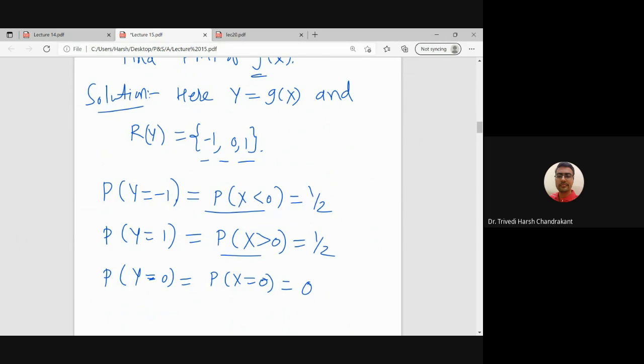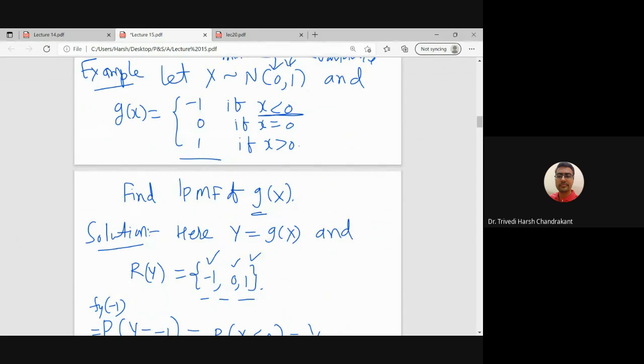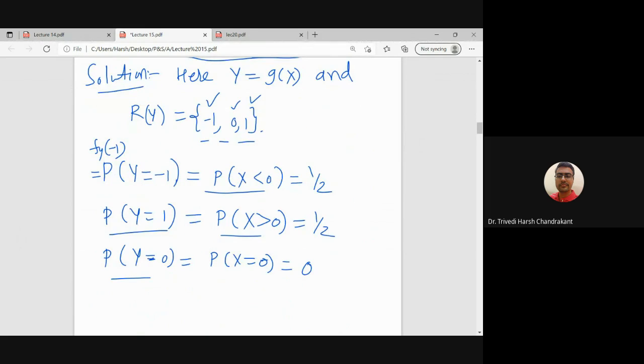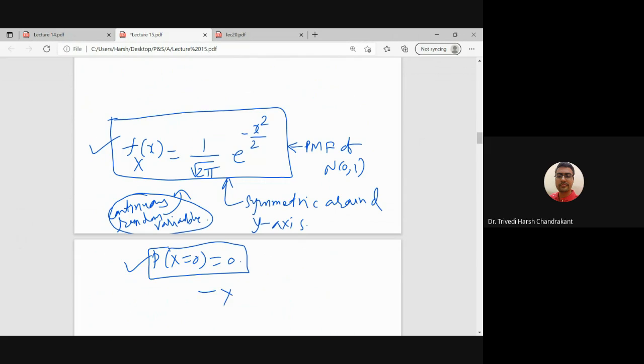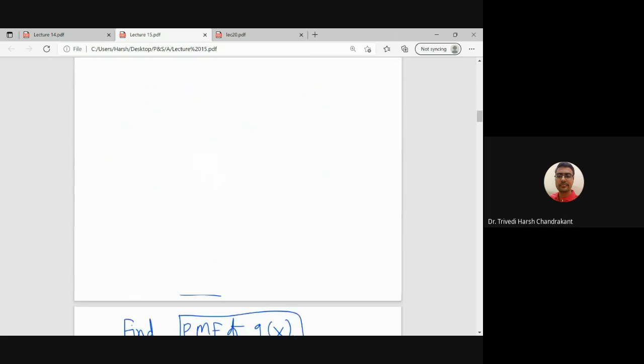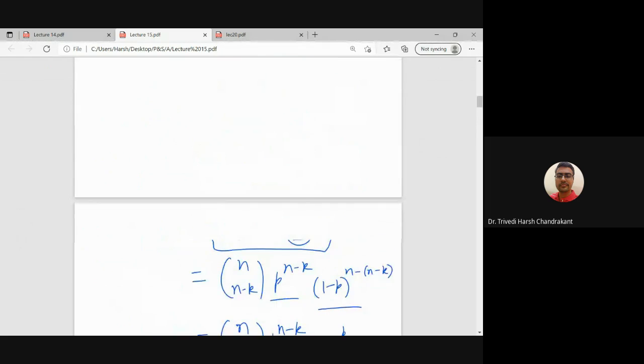So for all these three values, we have found the probability of Y equals -1, this is essentially f_Y at -1, f_Y at 1, f_Y at 0. So we found f_Y at each of these 3 points, and that is essentially the PMF of g(X). In this case, it is easy to find because our random variable is a continuous random variable. In the last example, it was a discrete random variable.